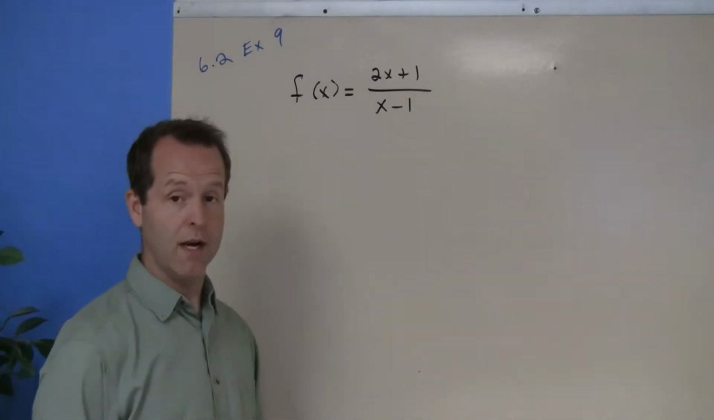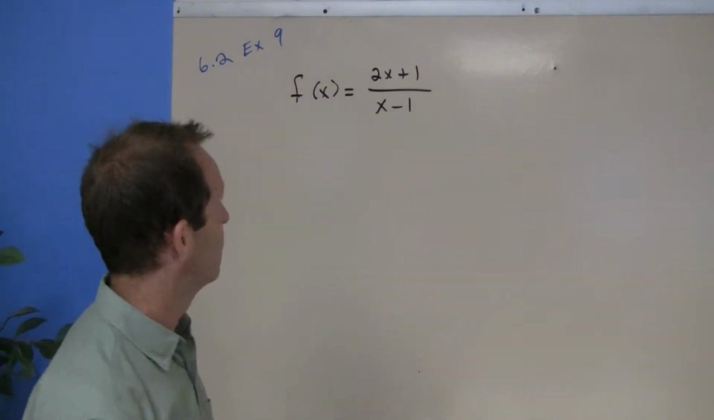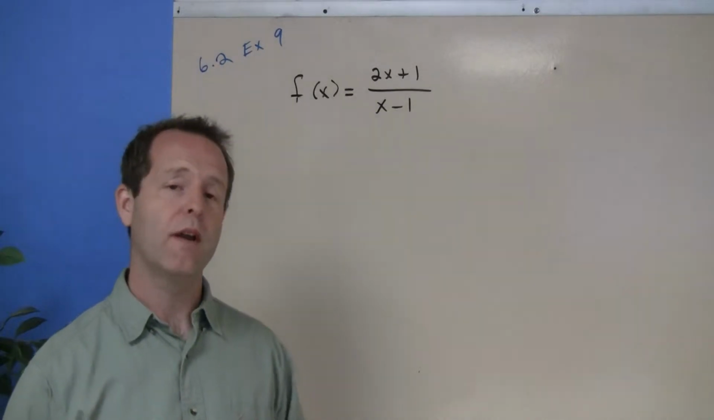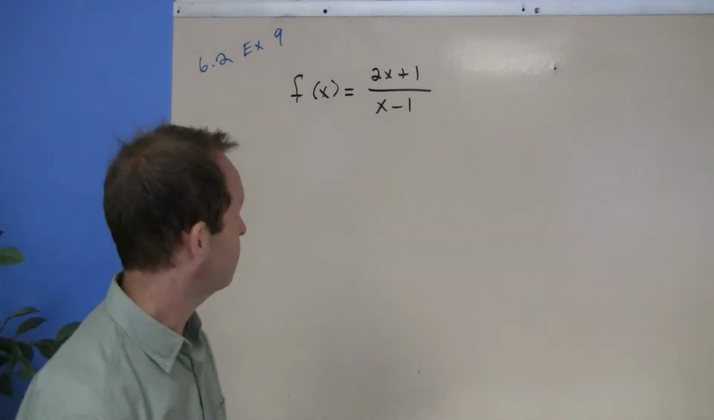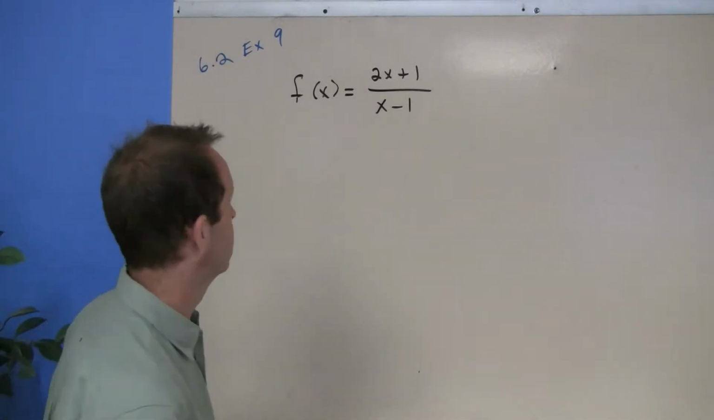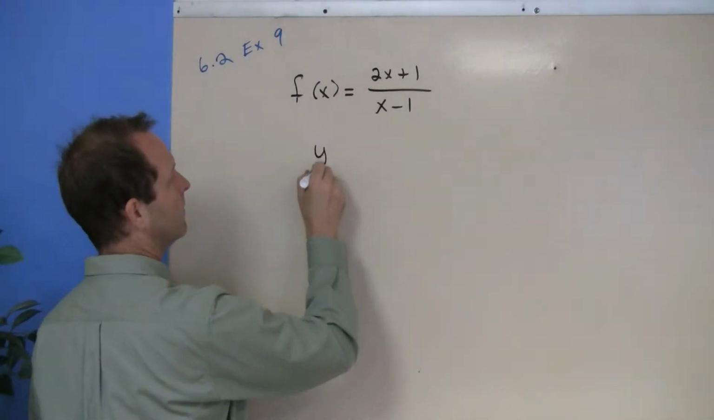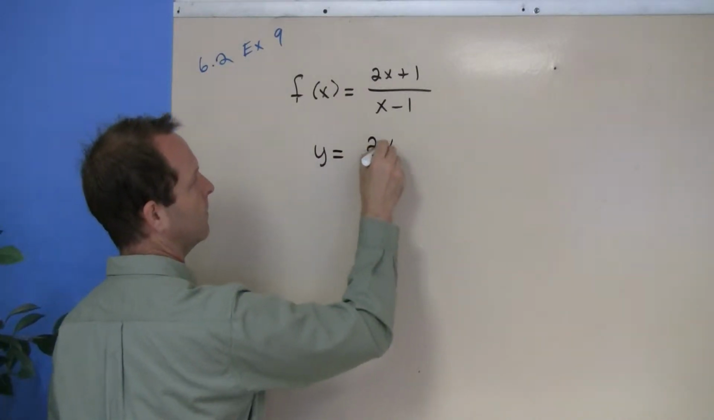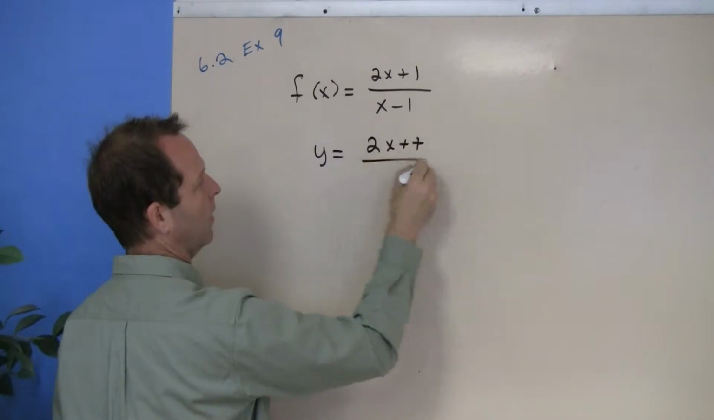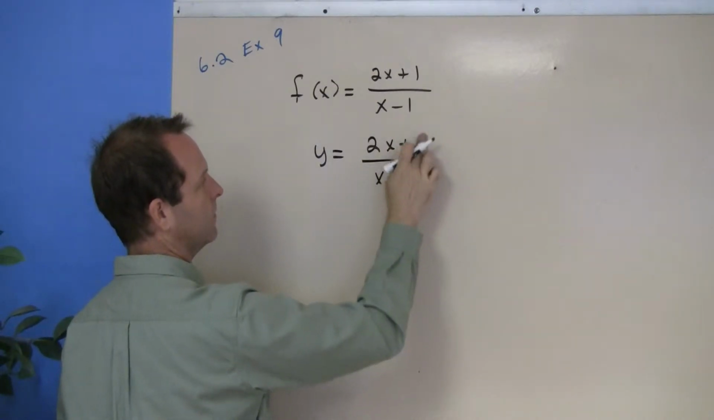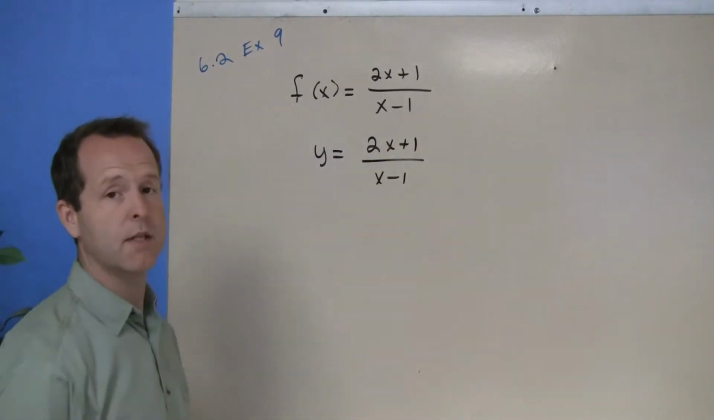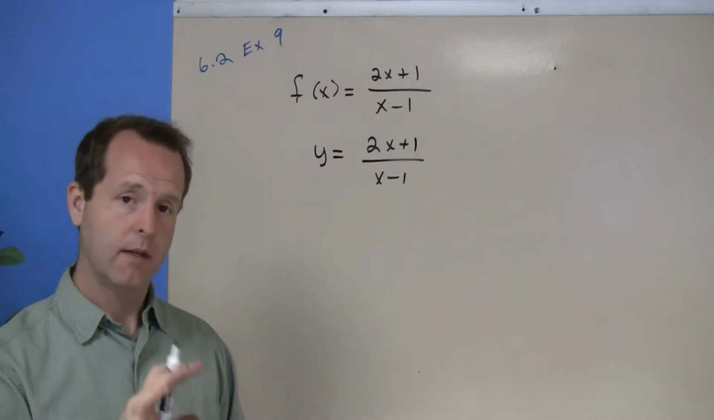f of x equals (2x plus 1) over (x minus 1), a rational equation. I want to find its inverse function. Remember, to find its inverse, I'm going to rewrite the equation as y equals (2x plus 1) over (x minus 1).